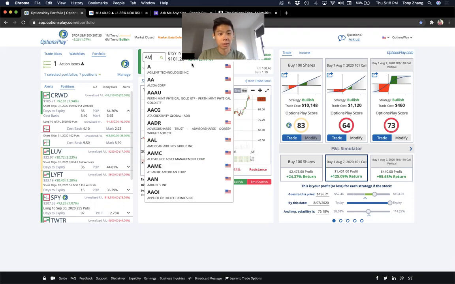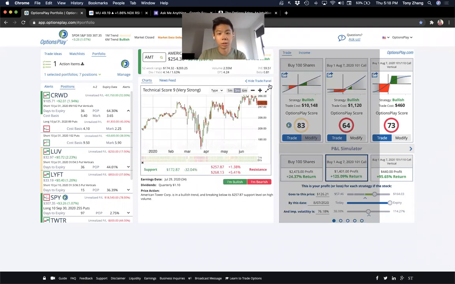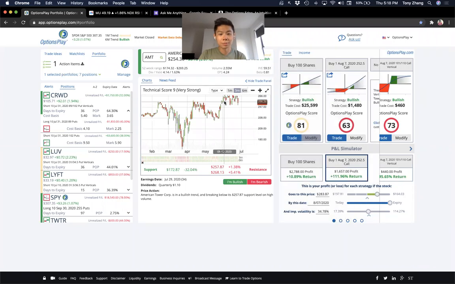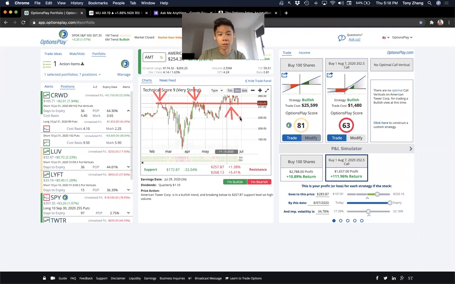AMT, is that American Tower? Yeah, it is, the REIT. I don't know a whole lot about this particular name at the moment. I haven't followed it. I haven't traded this name in a while, but you do have this major resistance level that is now support. So I don't know how much higher it can go.